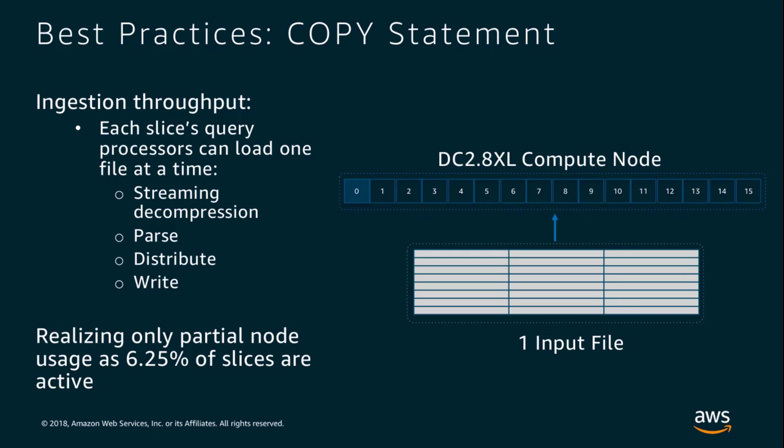is the leader node would check S3 and say, there's one file on S3, and it would ask the first slice in the cluster to load that file, to parse it, to distribute it, and get it all written to disk. In this particular example, this wouldn't be very efficient. We're only using 1/16 of the cluster.